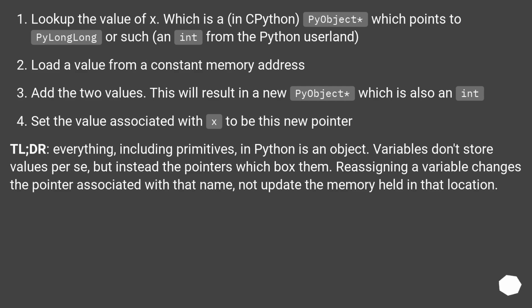TL;DR, everything, including primitives, in Python is an object. Variables don't store values per se, but instead the pointers which box them. Reassigning a variable changes the pointer associated with that name, not update the memory held in that location.